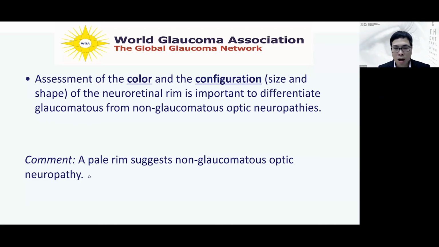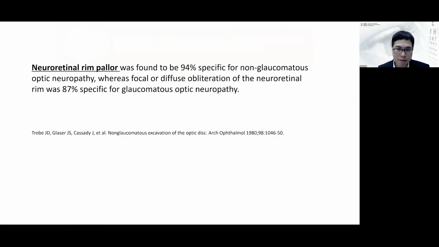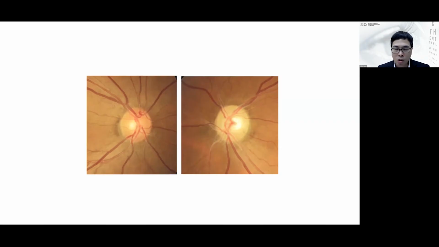By contrast, non-glaucomatous optic neuropathies often have an intact neuroretinal rim, and more often the rim is pale, unlike glaucomatous optic neuropathy. In fact, studies demonstrate that neuroretinal rim color was 94% specific for non-glaucomatous optic neuropathy. So it is very important to not just rely on OCT, but also to look at the optic disc configuration. In particular, you need to study the color of the neuroretinal rim.